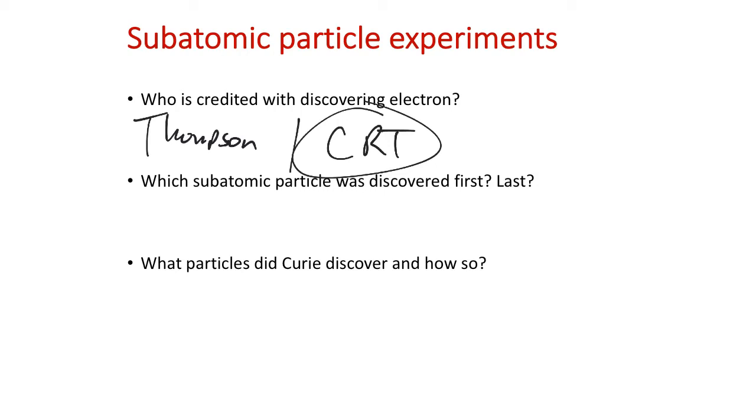The next experiment we talked about was the Millikan oil drop experiment, to determine the mass and the charge of the electron. If you're thinking of the key discovery: the cathode ray tube experiment discovered the electron. The Millikan oil drop experiment determined the mass and the charge of the electron. The CRT experiment determined the mass to charge ratio, or charge to mass ratio, however you want to think of it, but not the mass itself and the charge itself.